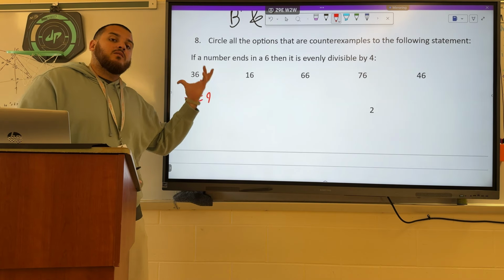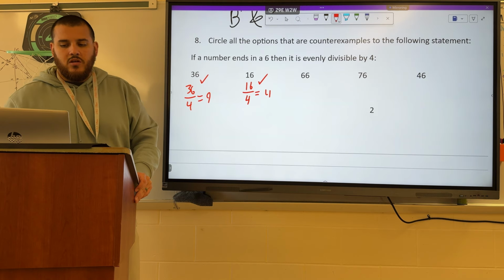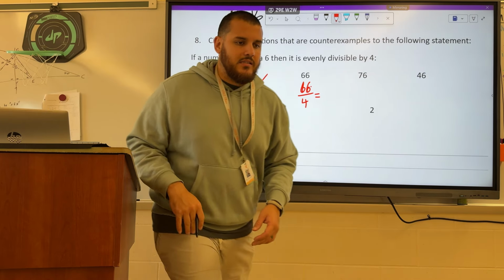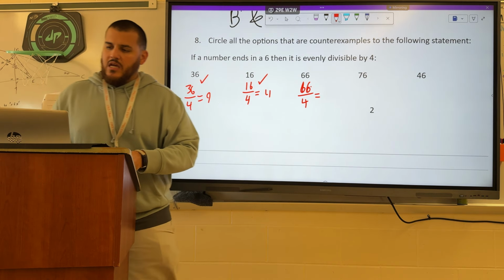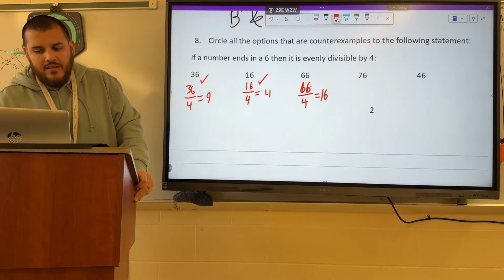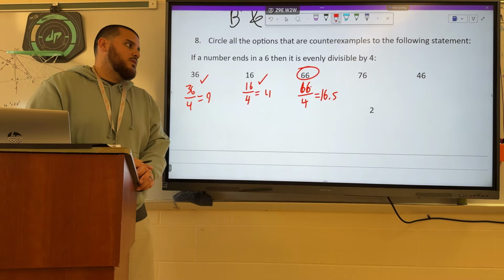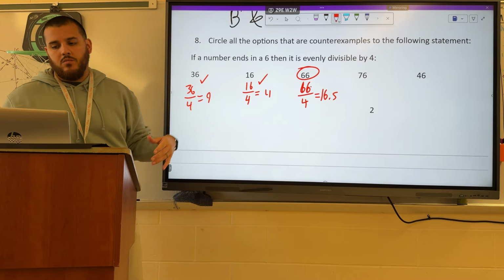16 is also divisible by 4. If we divide 16 by 4, we get 4. That does support our conjecture. When we divide 66 by 4, we're going to get a decimal though, which I do not recall off the top of my head. So really quick, 66 divided by 4 is 16.5. That is not evenly divisible, so that is a counterexample to this conjecture. This is not evenly divisible by 4. It doesn't support it, right?